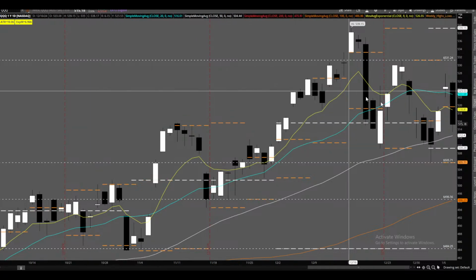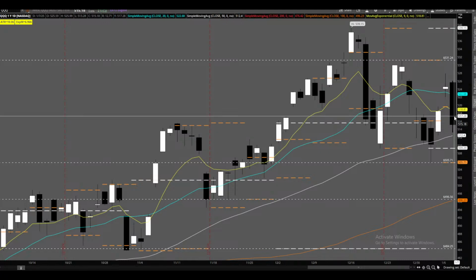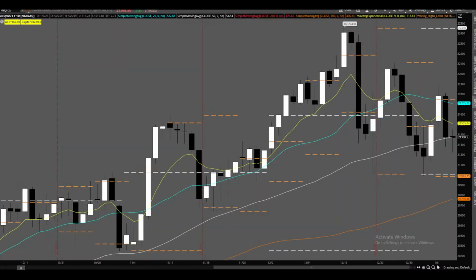Where are we at now? 515.35. Right here. We're basically at yesterday's close. Okay? That is pretty bearish. So, accepting the lower prices. Now, let's look at the NASDAQ futures.